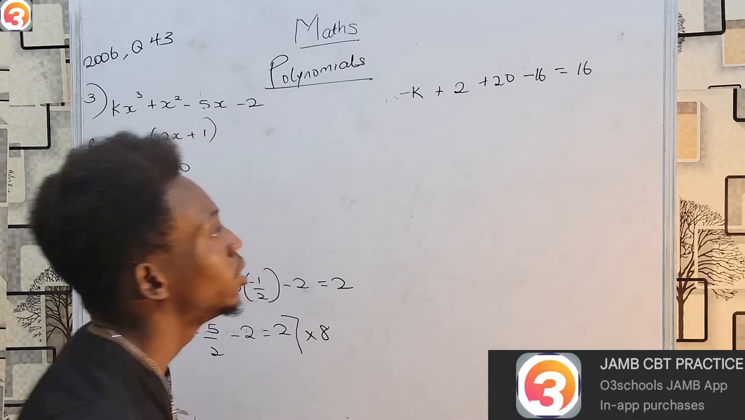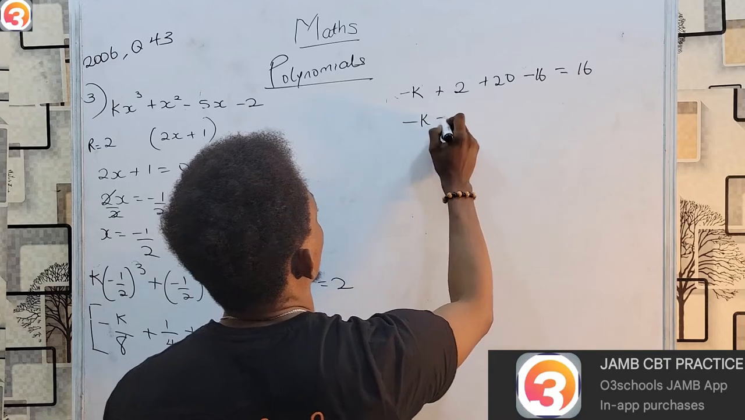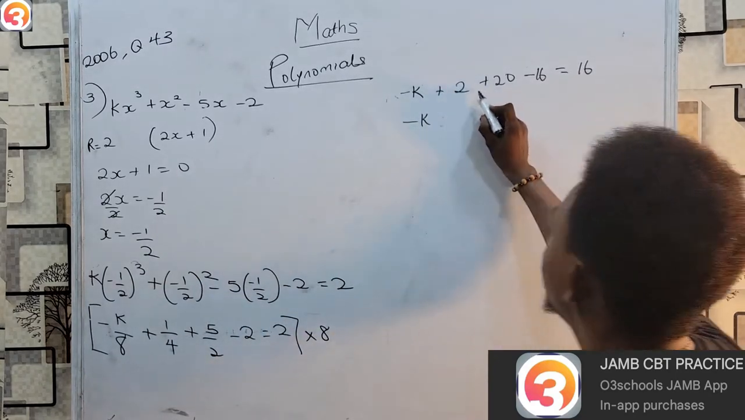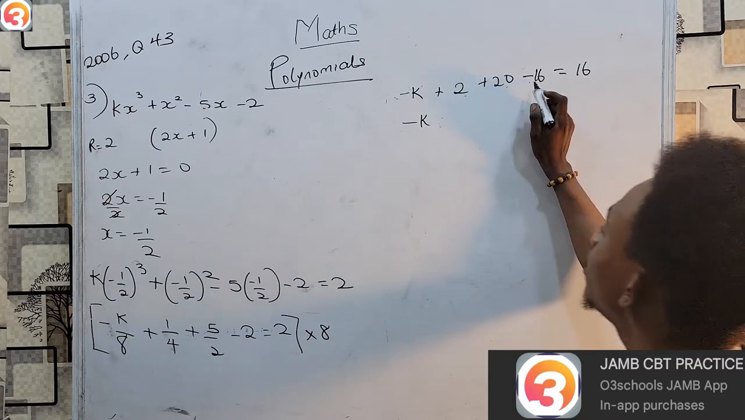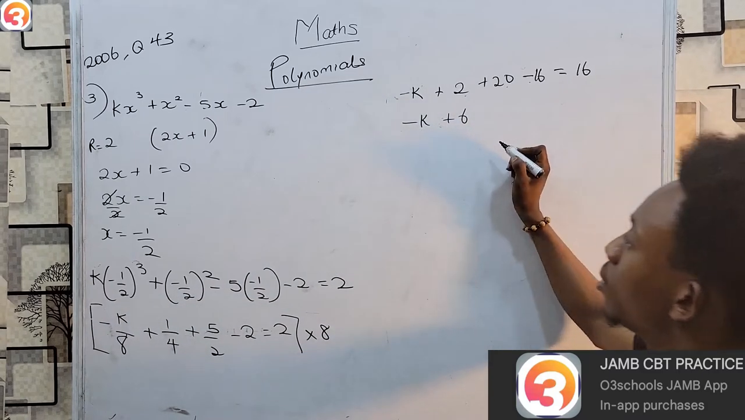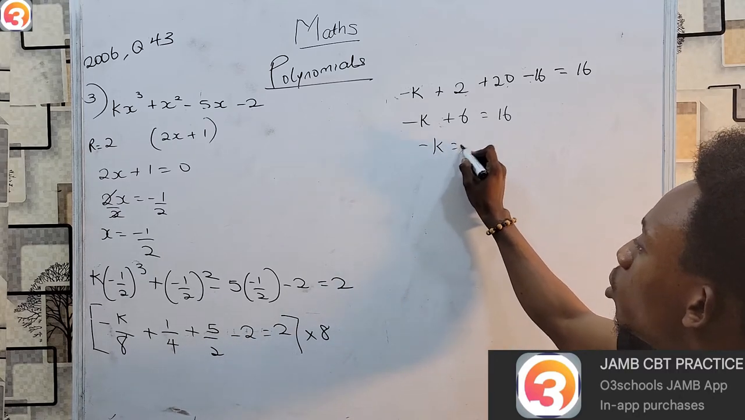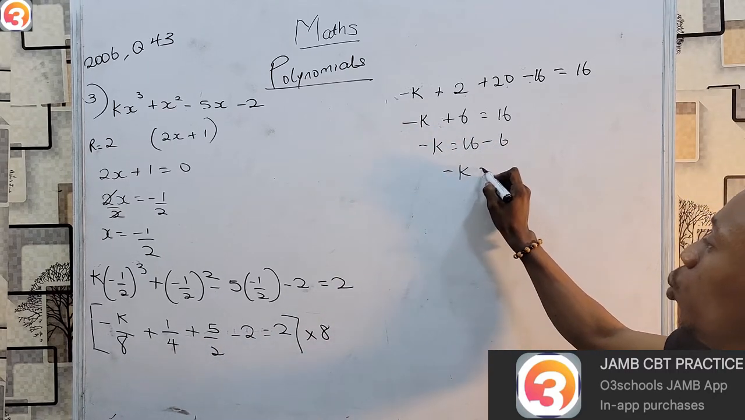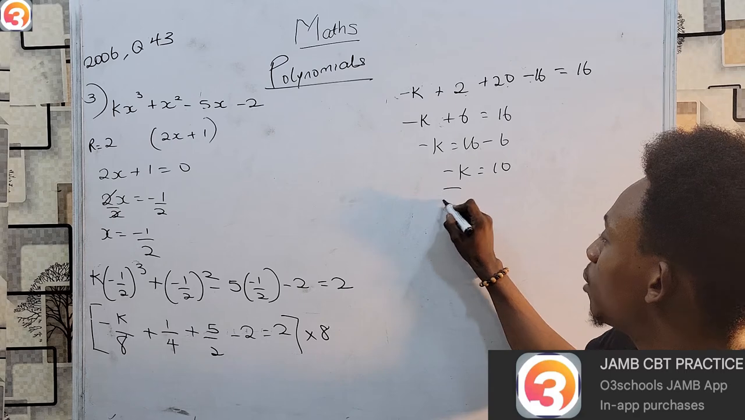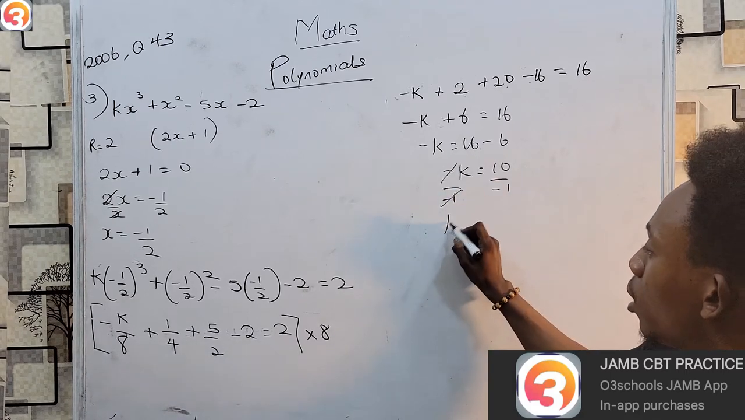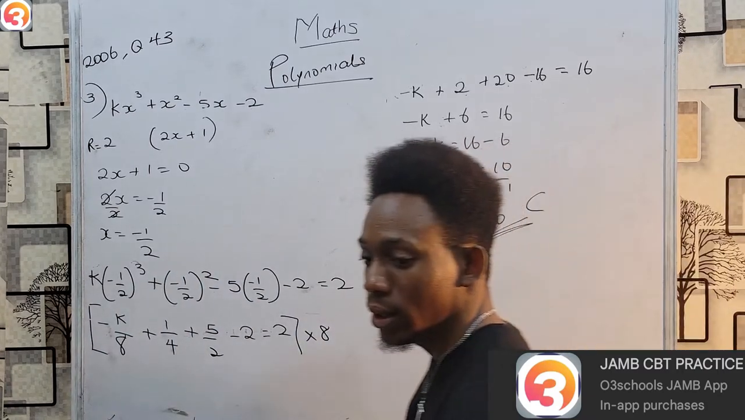So you see, from here, it becomes very, very easy. Collect like terms. Minus k equals, or we could just add up this side first. 2 plus 20 is 22. 22 minus 16 is plus 6. And that gives me equals to 16. And so minus k equals 16 minus 6, which gives me 10. Remember, I want to find k, not minus k. So divide both sides by minus 1. K equals minus 10, which is option C.